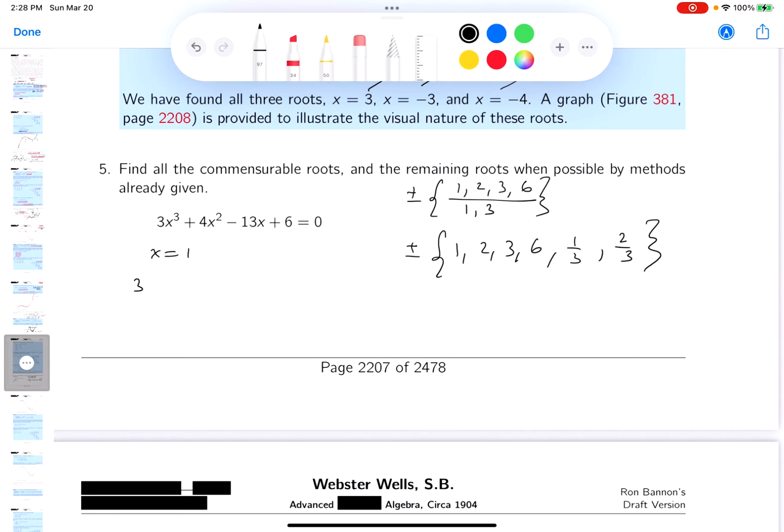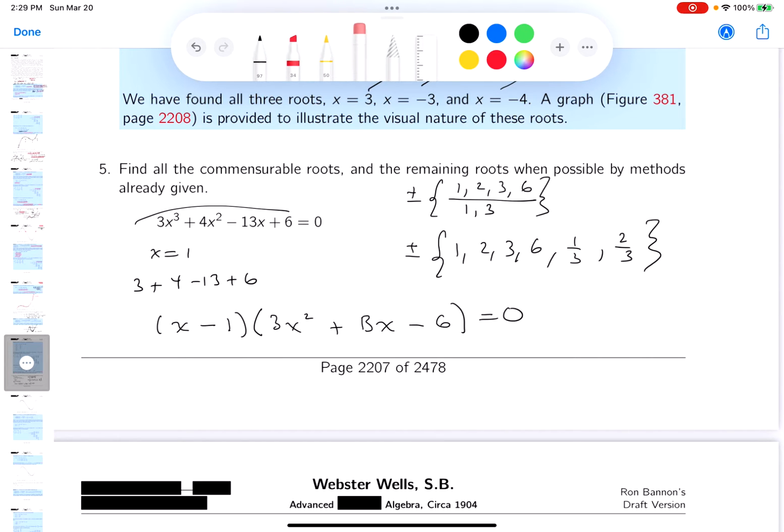What do you get? 3 plus 4 minus 13 plus 6. And that gives you 0. Bingo. We got something here. What do I get? x minus 1 is a factor. Now someone says, I wonder what remains. It must be 3x squared. I do not know the middle term, but I do know the end. It's going to be minus 6, and that, of course, equals 0. I think I can figure out the b just by equating coefficients.